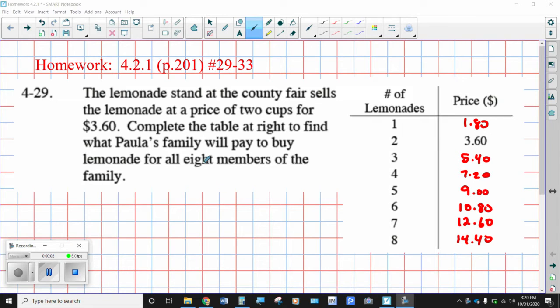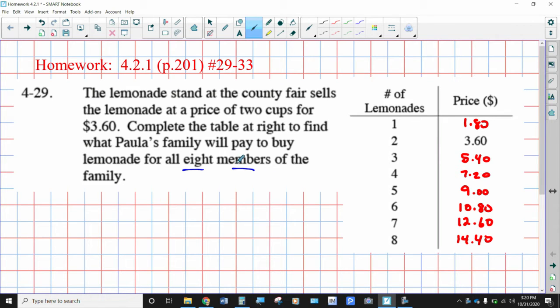Alrighty, let's take a look at our homework for lesson 4.2.1, problems 29 through 33. Our homework opens with a situation, right? The lemonade stand at the county fair sells lemonade at a price of 2 cups, $3.60. It says complete the table at the right to find what Paula's family will pay to buy lemonade for all 8 family members.